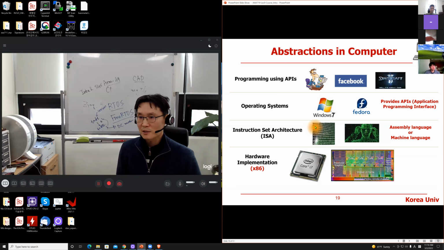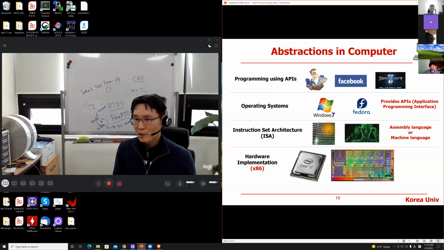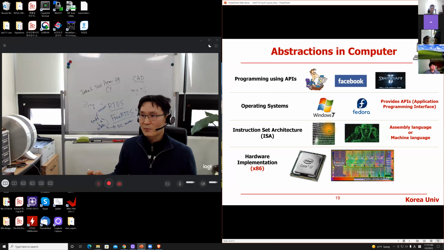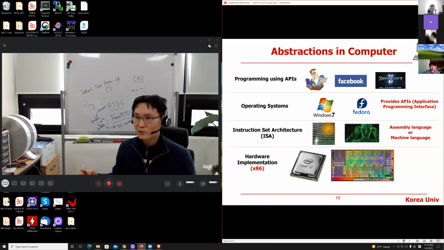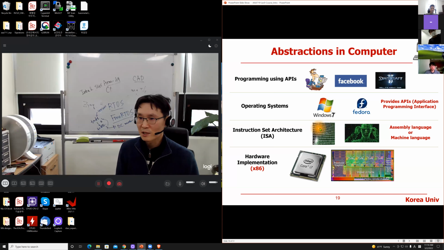But look at this. This is also very complicated: ones and zeros, right? If you look at this for one minute, your eyes are spinning, your brain stops. You don't want to look at these ones and zeros, right?